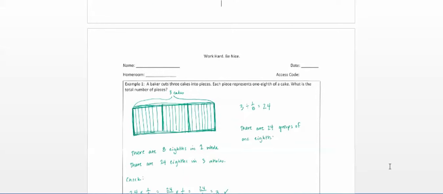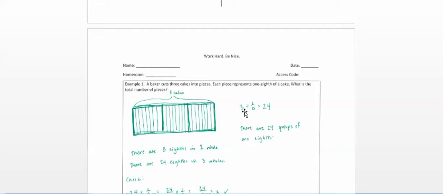A baker cuts 3 cakes into pieces. Each piece represents 1/8 of the cake. What is the total number of pieces? So I start by drawing a long rectangle and splitting it into 3 wholes, and I label 3 cakes. And then I see that each piece represents 1/8 of the cake. So I'm taking each whole and splitting into 8 slices. So we would go ahead and draw that first.